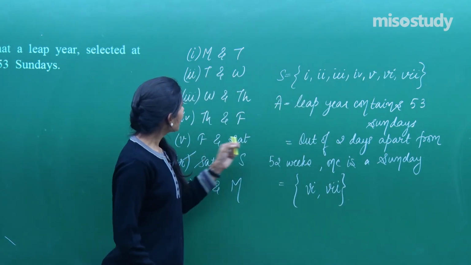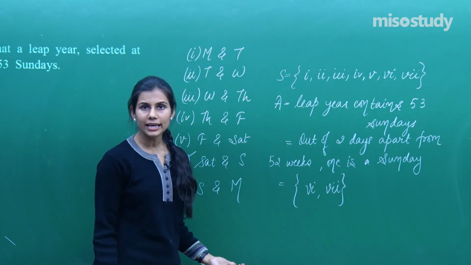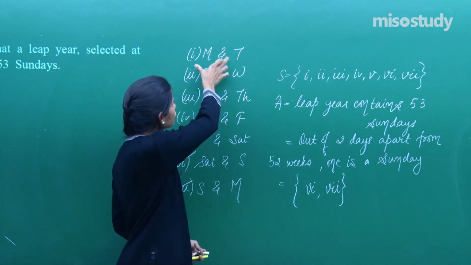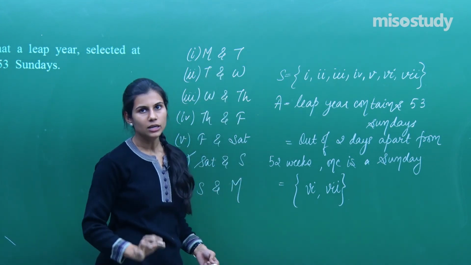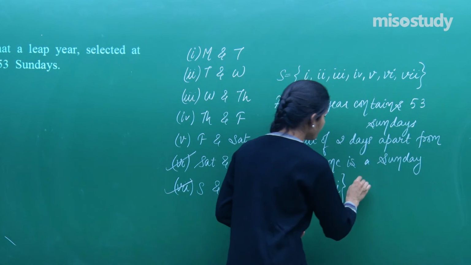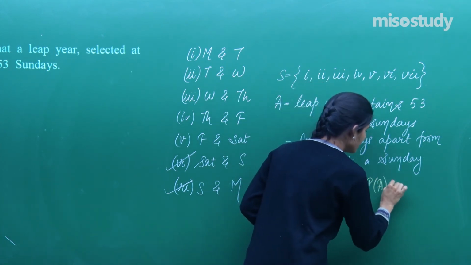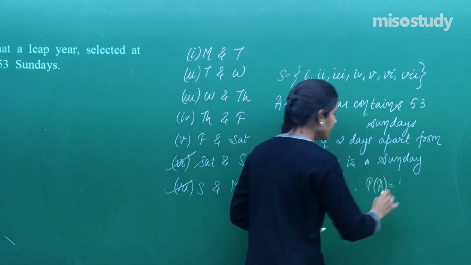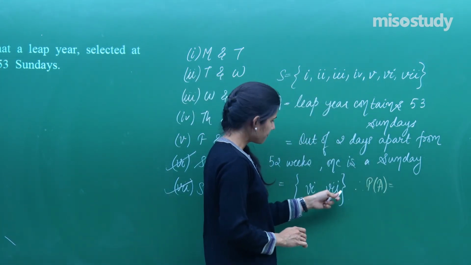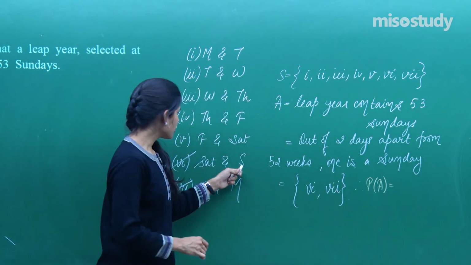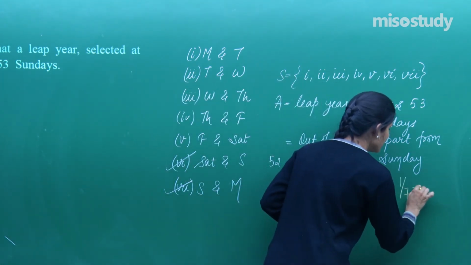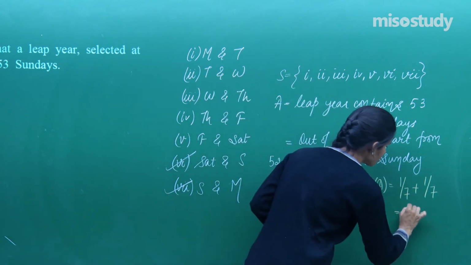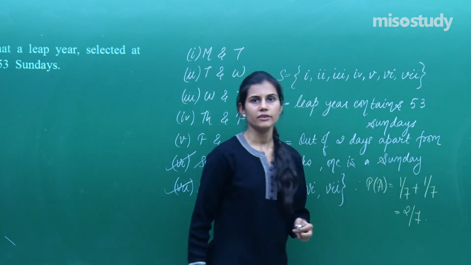Occurrence of each of these outcomes is equally likely, and therefore if there are 7 possible outcomes, each of these outcomes has 1 by 7 probability. So what is the probability of occurrence of event A? It is the sum of the probabilities of each of the elementary events favorable to event A, that is the probability of this and plus the probability of this. The probability of occurrence of this event is 1 by 7. The probability of occurrence of the next is also 1 by 7 because they have equal chances of occurrence. So your answer is 2 by 7.